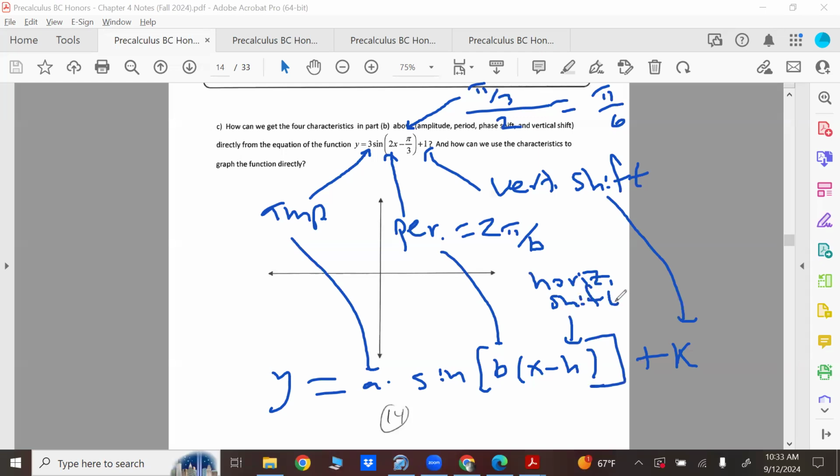Some people memorize it as H over B, or some people use the letter C, C over B. Honestly, just pull that B out, that x minus h, that h is your horizontal shift. Pull that 2 out, x minus pi over 6, you're good. Cosine works the same exact way. No different.